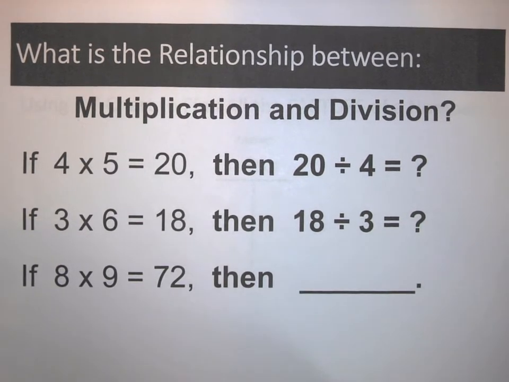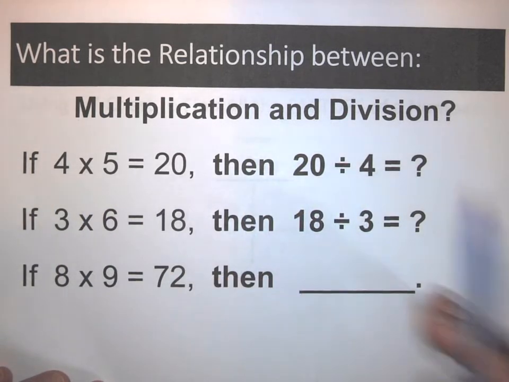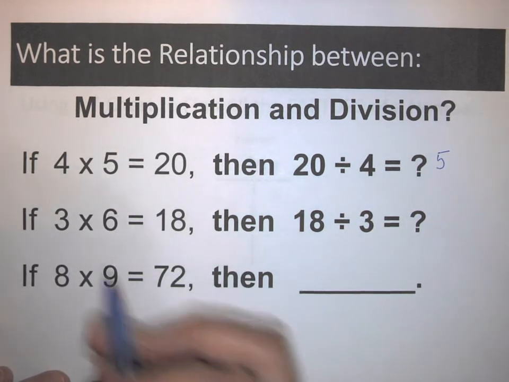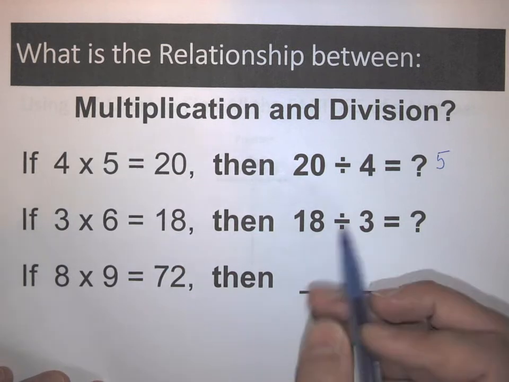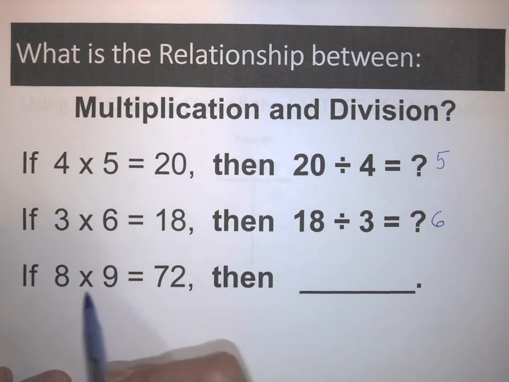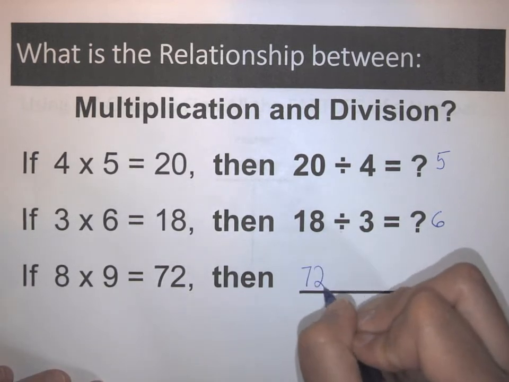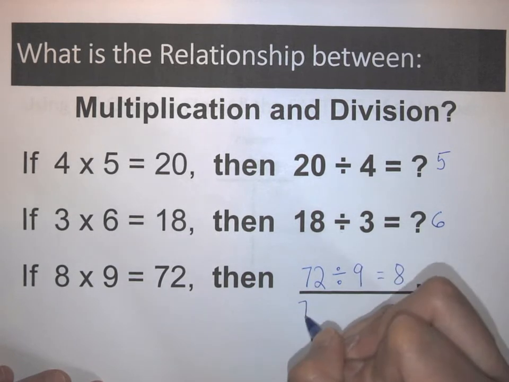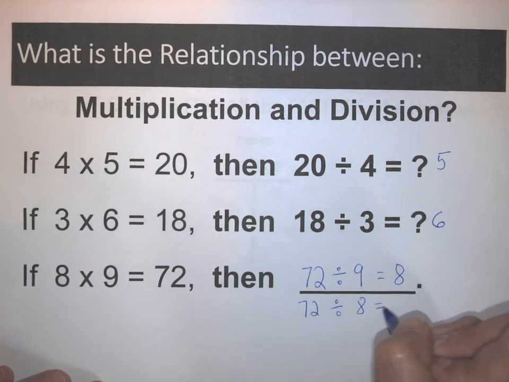Okay, so now we're going to move to our third relationship, and we're going to look at the relationship between multiplication and division. So if 4 times 5 is 20, then 20 divided by 4 is 5. If 3 times 6 is 18, then 18 divided by 3 is 6. If 8 times 9 is 72, 72 divided by 9 is 8, and 72 divided by 8 is 9.